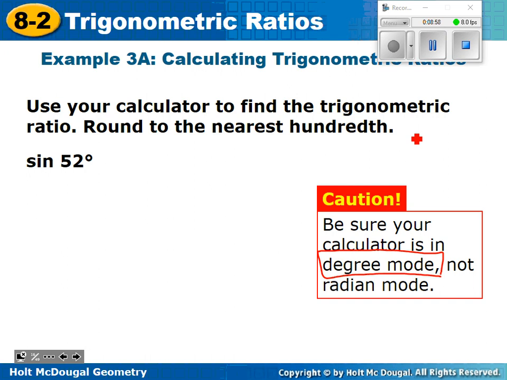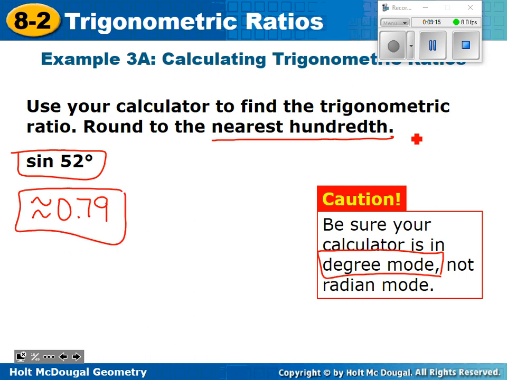Use your calculator to find the sine of 52 to the nearest hundredth. So you're going to type in sine 52, enter, and what did you get to the nearest hundredth? Okay, so approximately 0.79. Make sure that everybody got that and you know how.